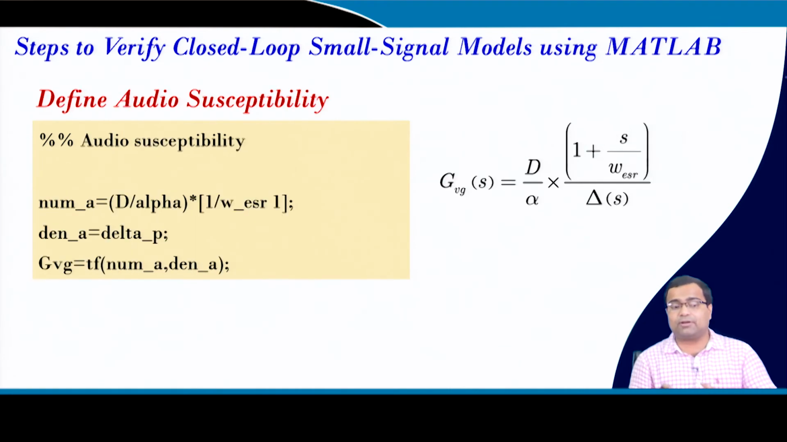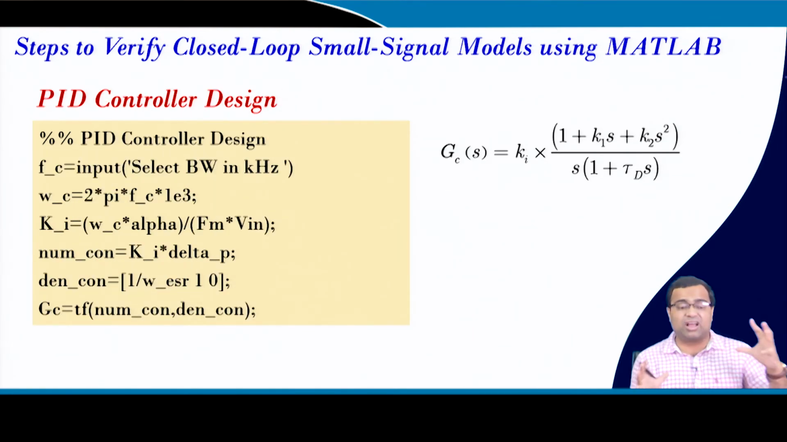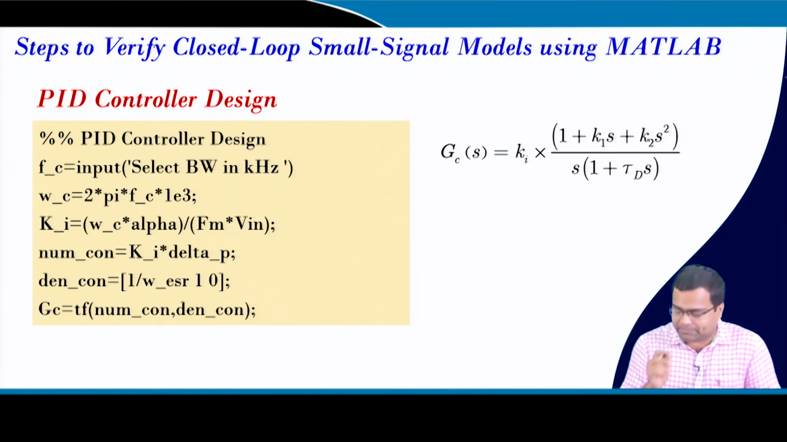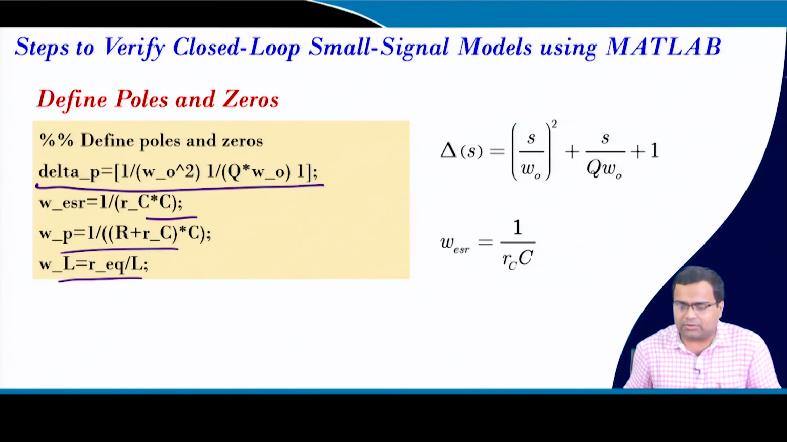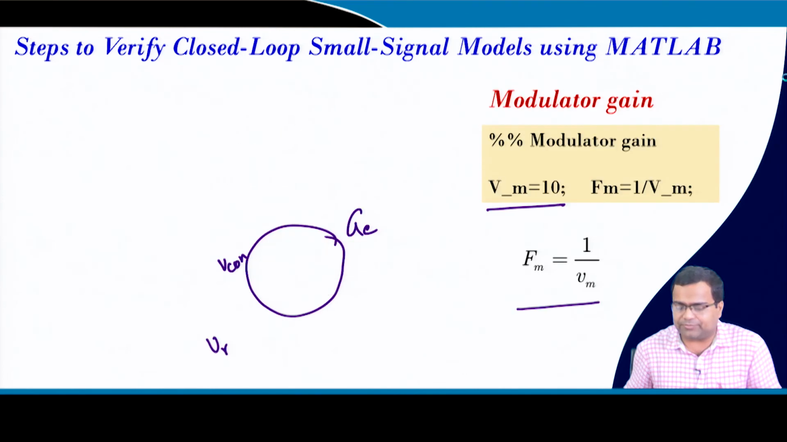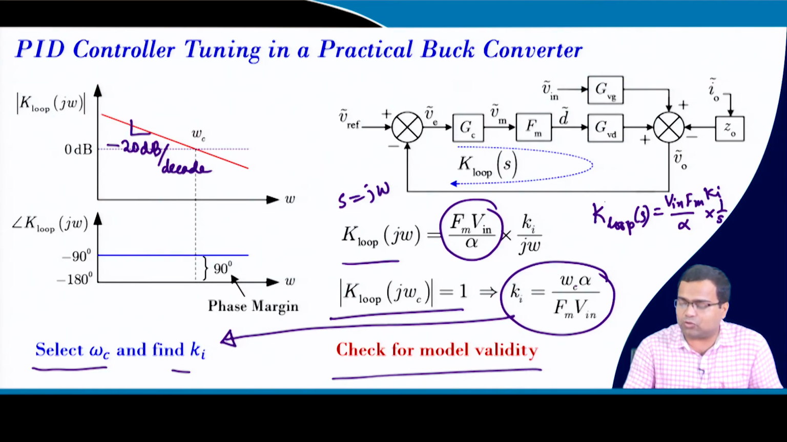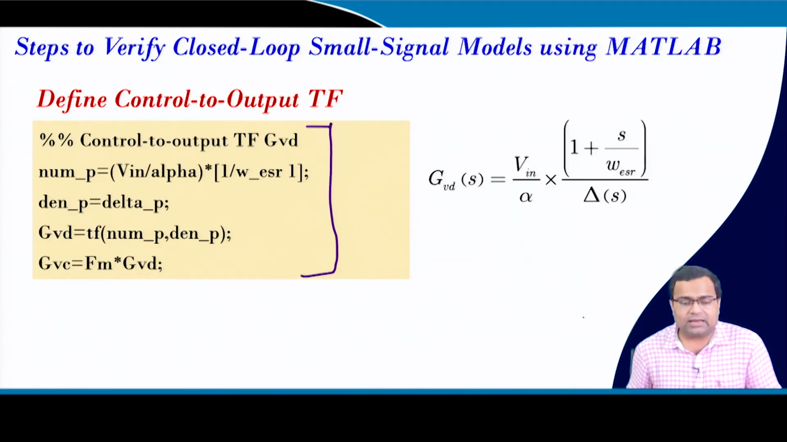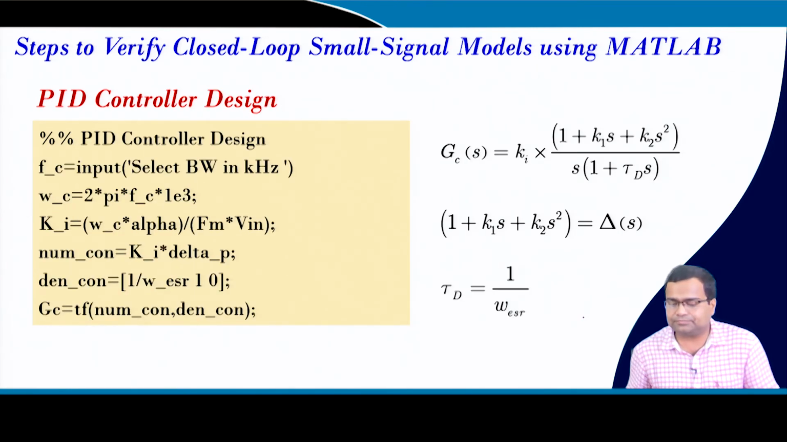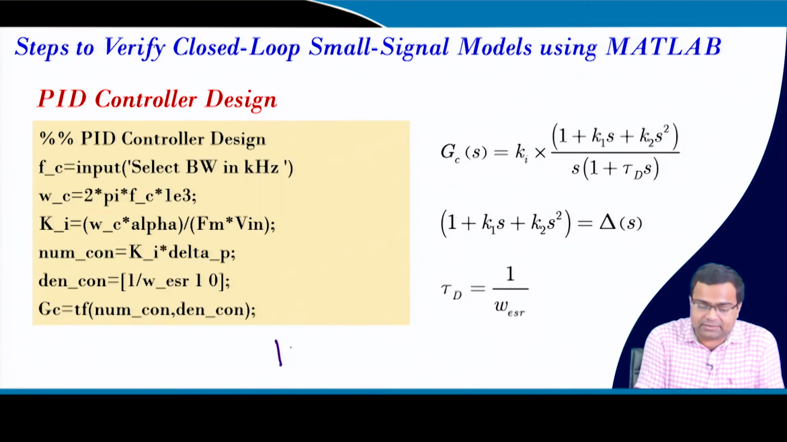Now, we are going for closed loop. So, from this point we are adding something new. First we want to design a PID controller, and if you go back to our PID controller, what was our Ki? Yeah, our Ki is omega c alpha by Fm Vin. Okay. So, that means here in the PID controller, what is our Ki? Ki is omega c alpha by Vin Fm.